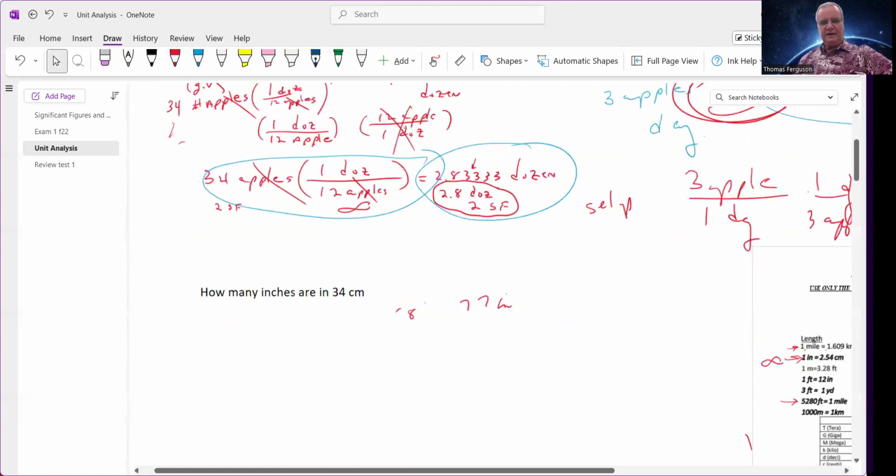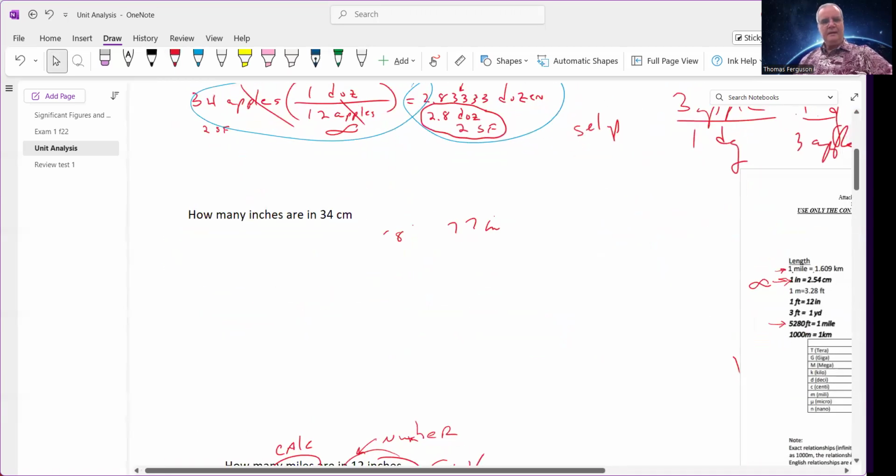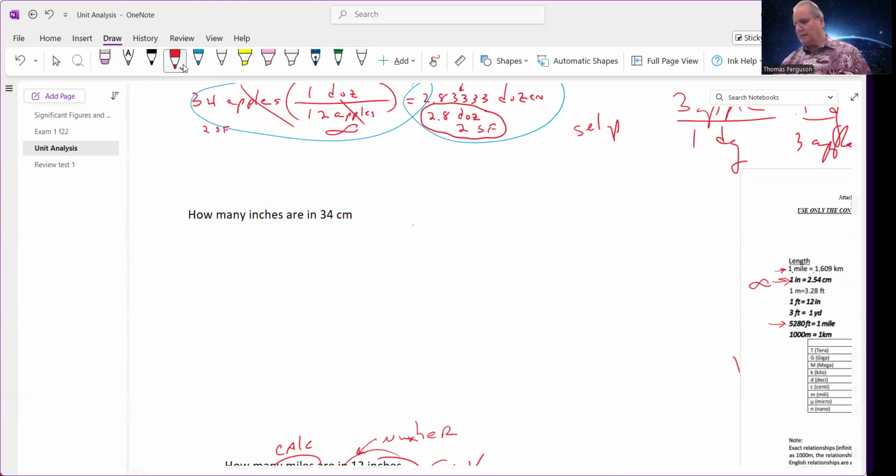Okay, so let's look at another one here. How many inches are in 34 centimeters? Okay, what's given? 34 centimeters. What are you trying to calculate? Inches.